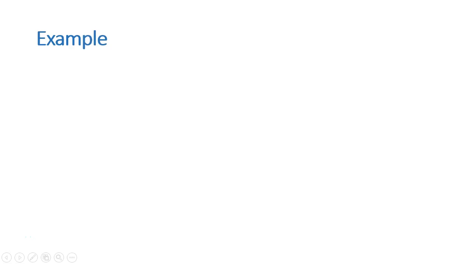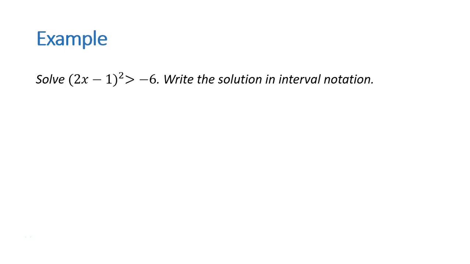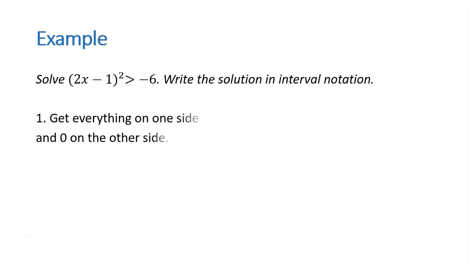Let's try one more example. So we want to solve 2x minus 1 quantity squared is greater than negative 6. Okay, first step, get everything on one side and 0 on the other side.